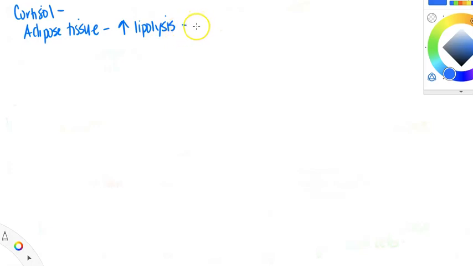So it basically liberates or pulls out fatty acids. So that means it just increases energy. Okay. Targets also the liver.